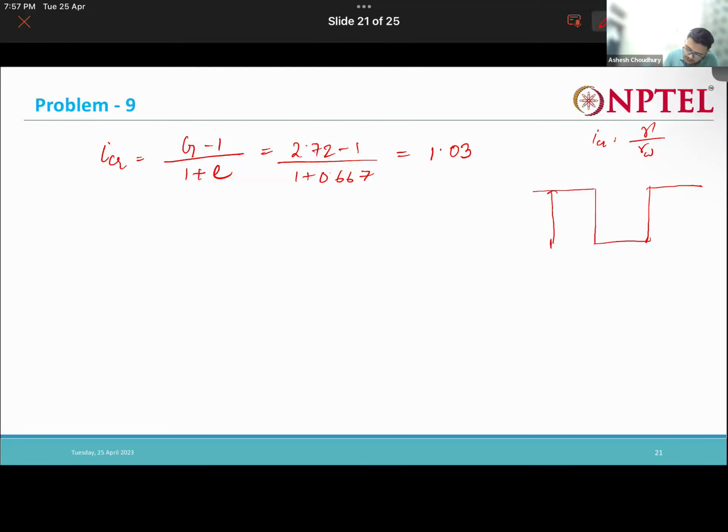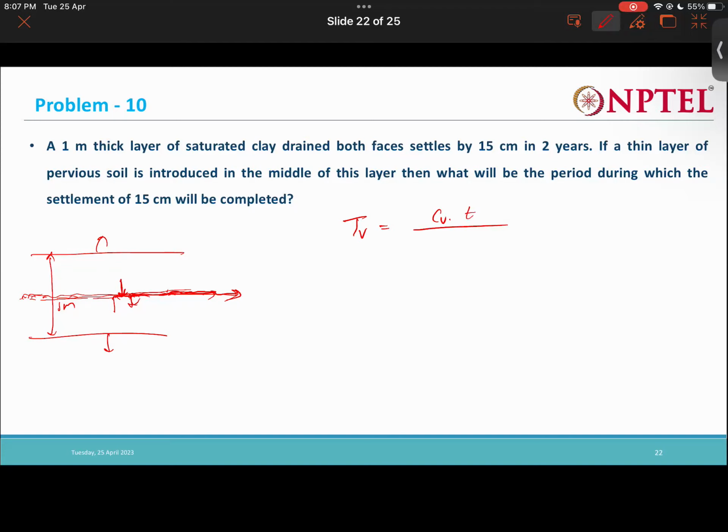CV into P upon HDR square. Okay, so HDR square is what? HDR square is our drainage path length, right? So from here, these will be constant for the soil. This will be constant for that particular soil. The CV will also be constant for that particular soil, right?